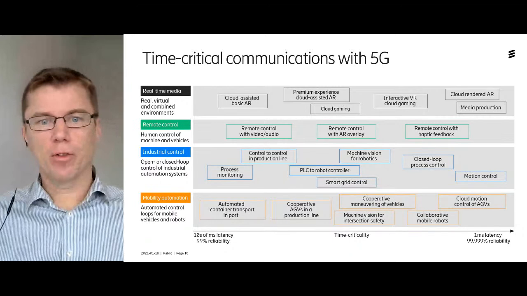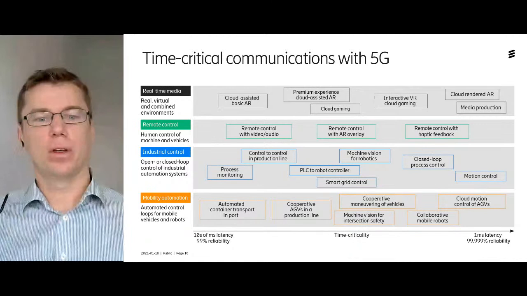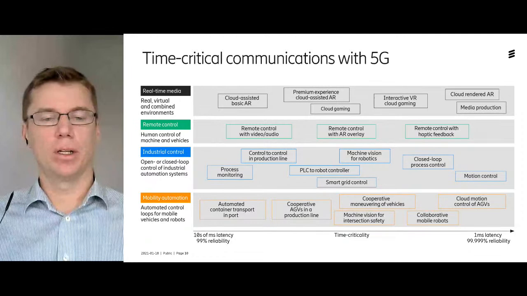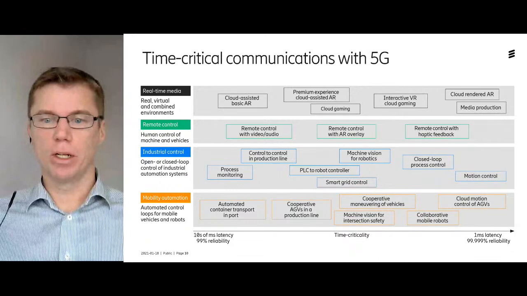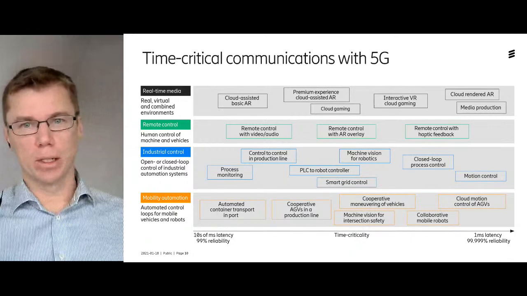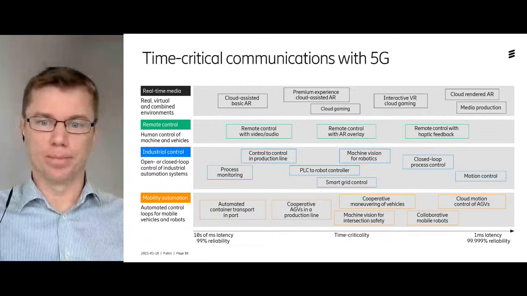And of course, this is just a set of examples where, in some cases to the left, you might need in the order of tens of milliseconds of latency, and maybe 99% reliability is good enough. And to the right, we have examples where it needs to be really tight, with maybe down to 1 millisecond latency and close to 100% reliability, which is of course very challenging from a network design point of view to achieve.